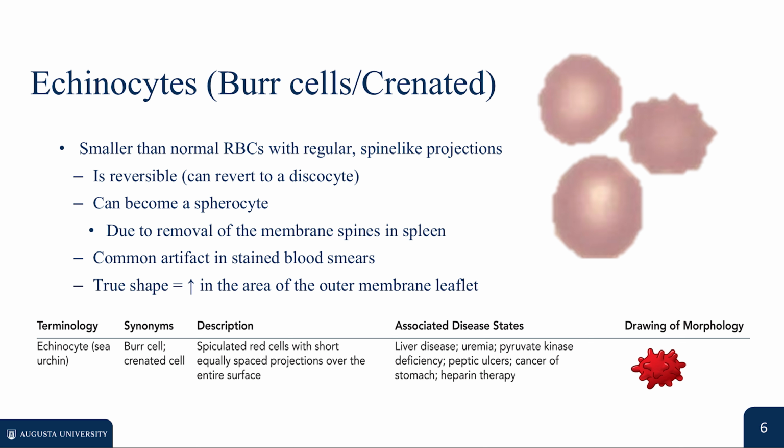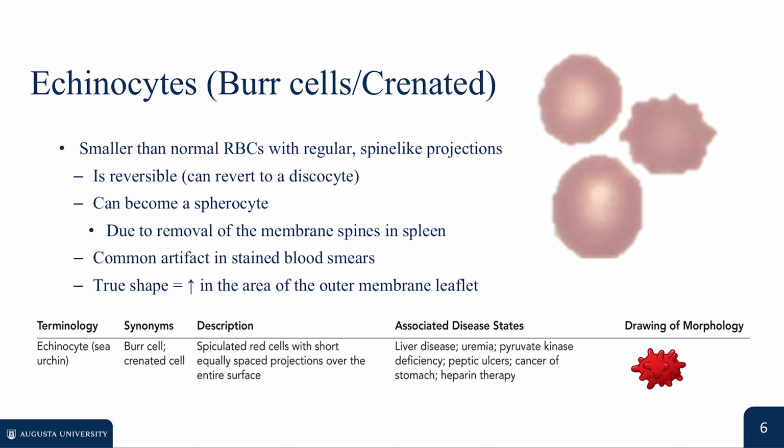Echinocytes, or Burr cells, are typically smaller than normal RBCs. They feature numerous, short, uniform, regular spine-like projections evenly distributed across the entire membrane surface.